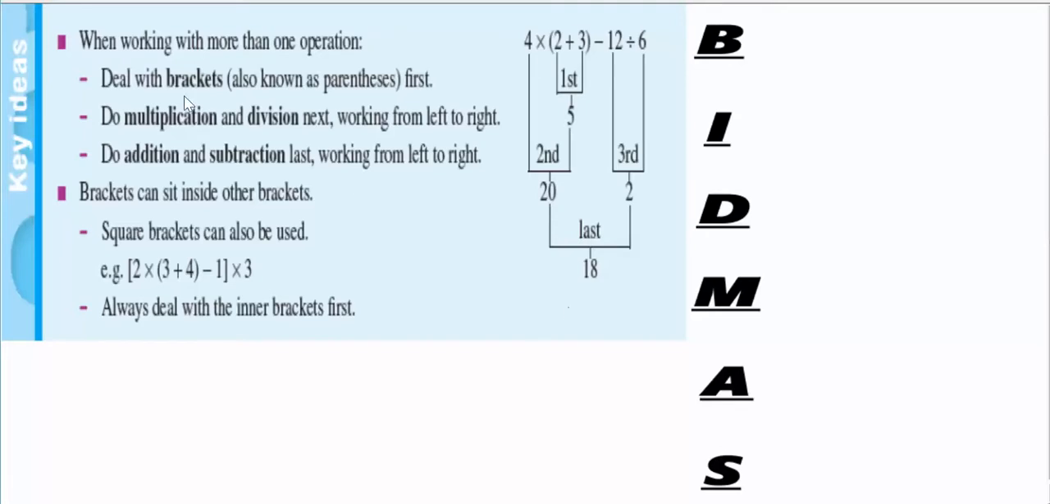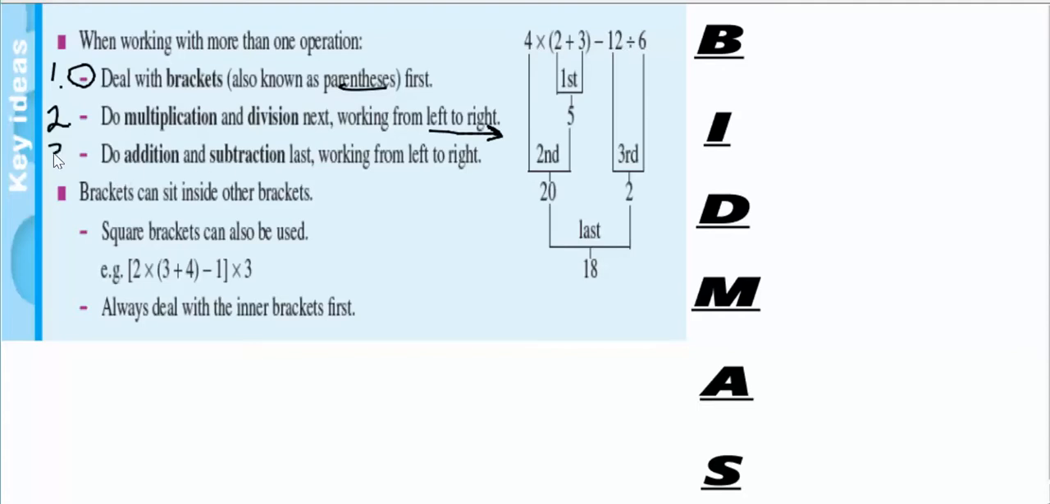Now, forget this stuff here for the minute. When working with more than one operation, deal with the brackets first. Then do multiplication and division next. It doesn't actually matter which order, but you work from left to right. Always work from left to right with multiplication and division. It doesn't matter which one you do first. So if you have, for example, a division and a multiplication, you don't have to do the division first before you do the multiplication, or vice versa. Just work left to right when you're doing division and multiplication.